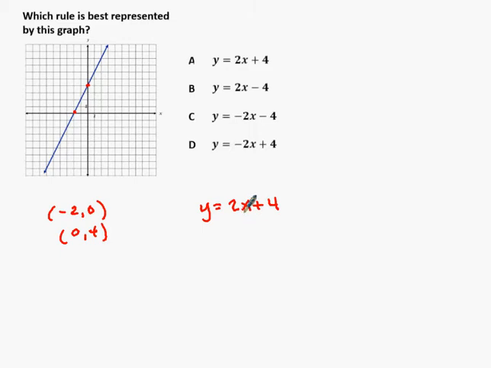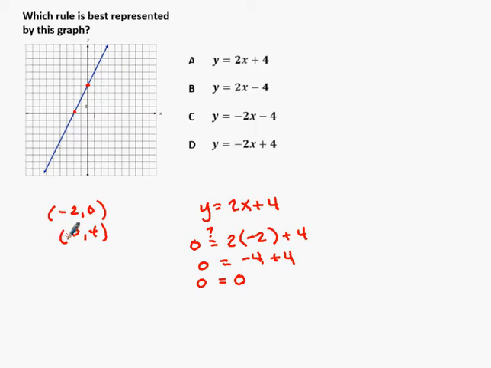But instead of using an x, we're going to replace that with the -2. And instead of a y, we're going to replace that with our 0. And we're going to see, is this true? Does 0 equal the stuff on the right side? Well, 2 times -2 is -4. And when that gets added to a +4, indeed, that does equal 0. So the first one checks out.